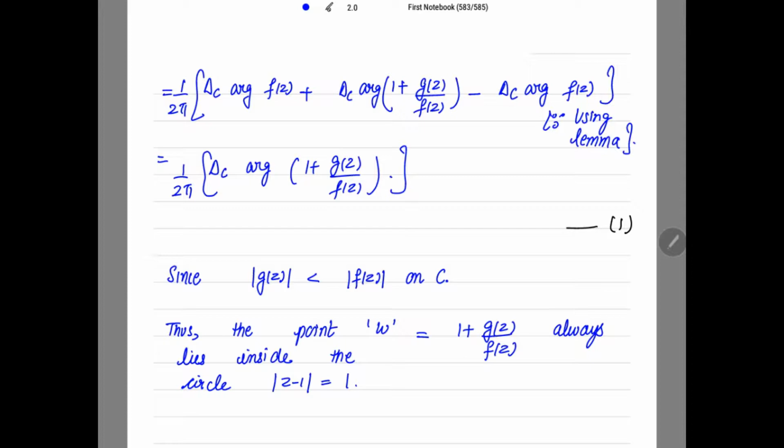Now since mod of g(z) is strictly less than mod of f(z) on C, right? So let's take this 1 plus g(z) over f(z) to be a point w. So I take this point w as 1 plus g(z) over f(z), which always lies inside the circle mod of z minus 1 is equal to 1. Now this circle means I have the radius 1, and also this circle is centered at 1 with unit radius. So let's draw the circle and check whether this point lies inside the circle or not. So this point always lies in this circle. Let's check.